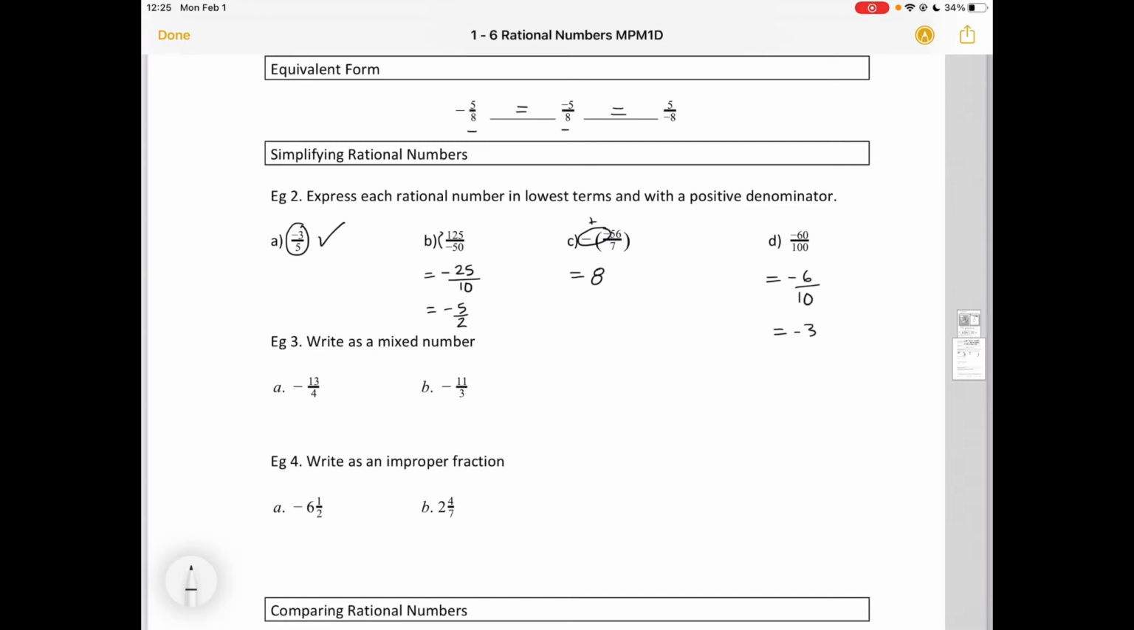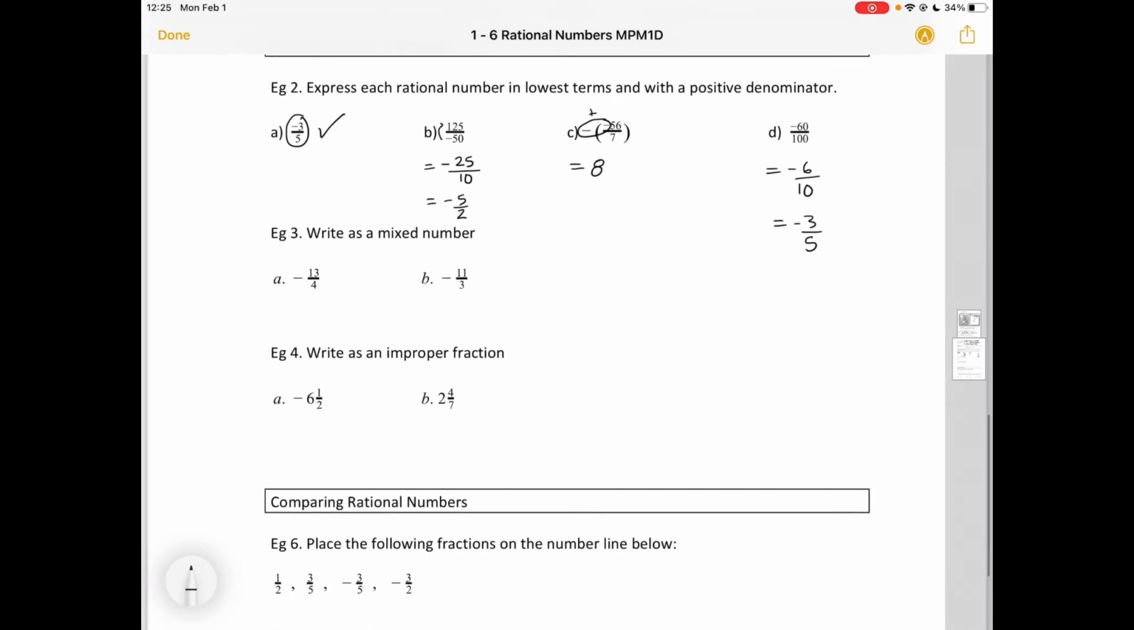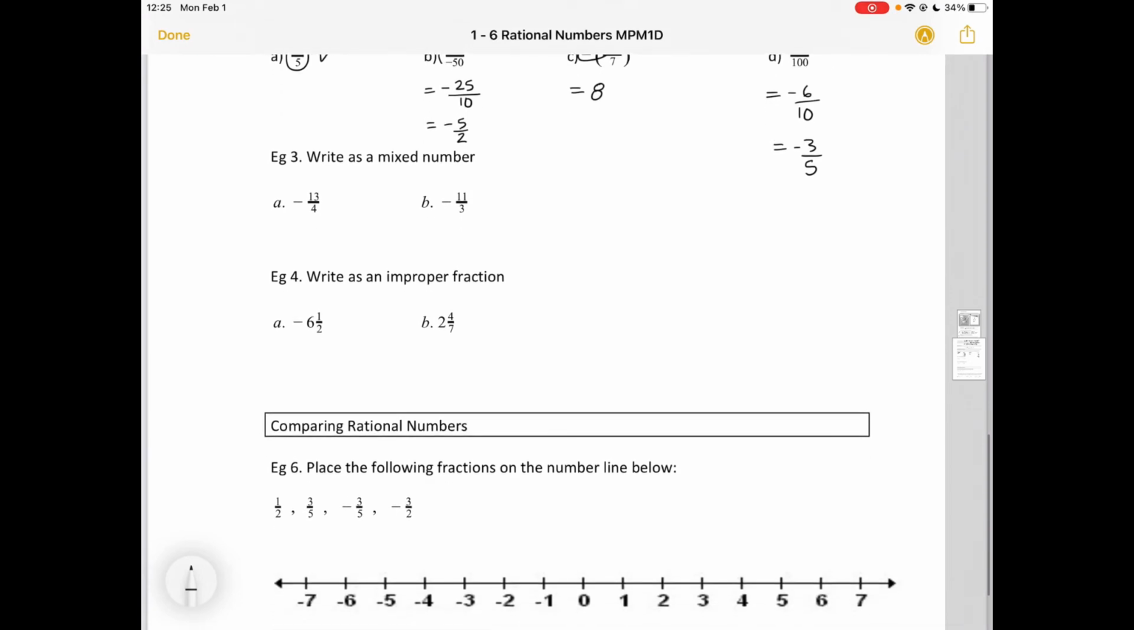I see that they're both even. I can reduce them a little bit further to minus 3/5. With rational numbers, you should also be able to write them as a mixed number. It's important to note that the sign doesn't change throughout this process. All you're doing is changing the format of the fraction part, not the sign.